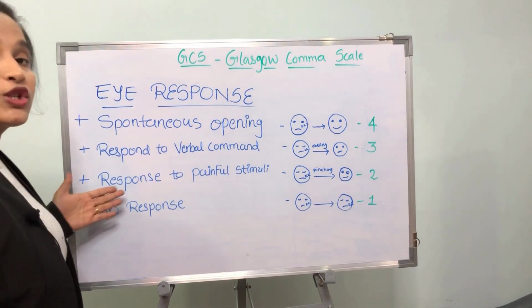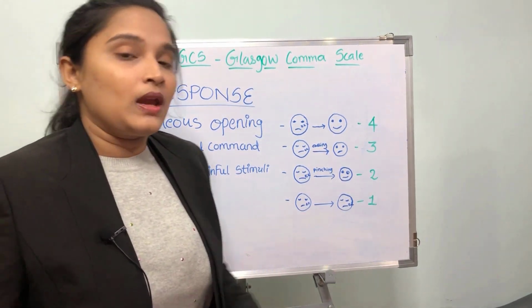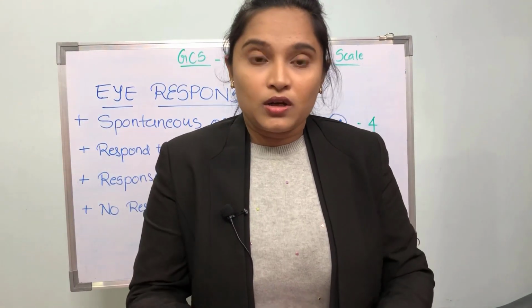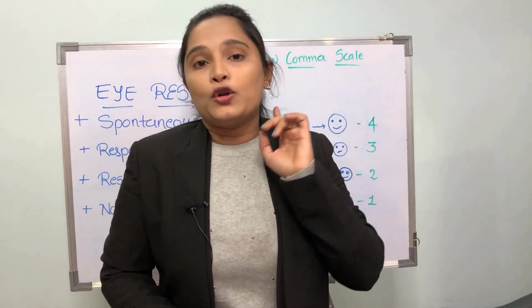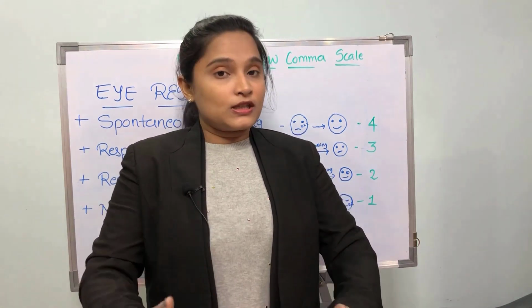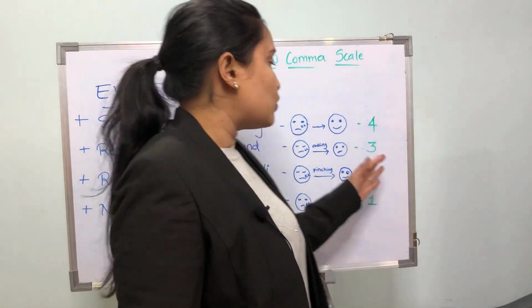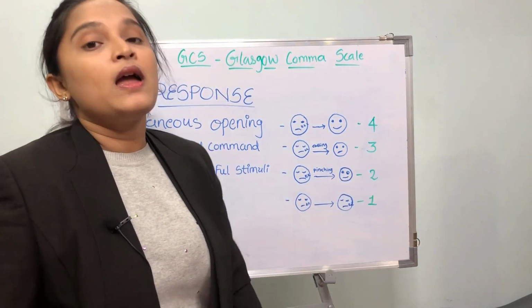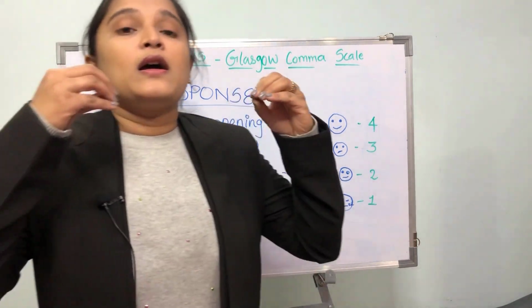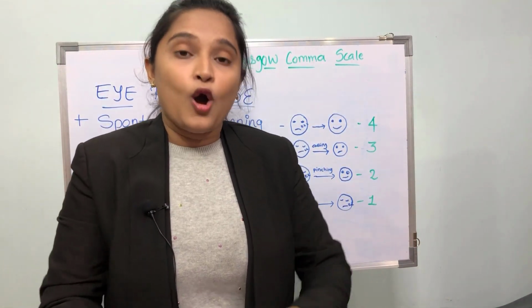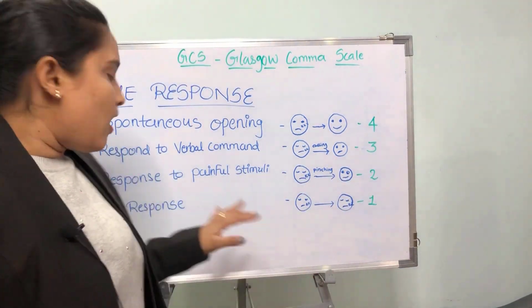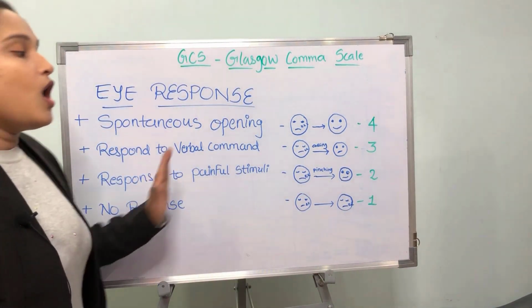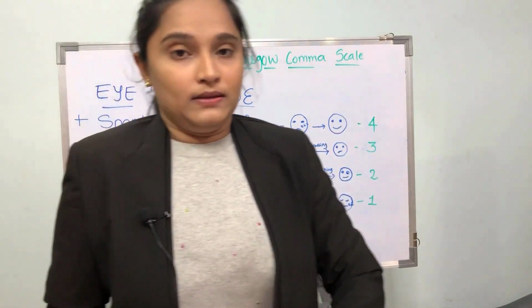Next is response to painful stimuli. If you are giving some pressure or pinching at the supraorbital notch or trapezius and the patient is opening his eyes, the score will be 2. Even after calling the patient's name or giving some pressure, if the patient is not opening his eyes, there is no response, the score will be 1.